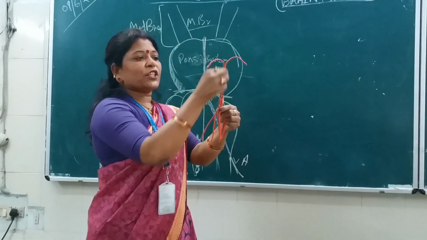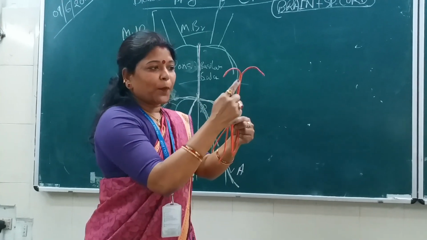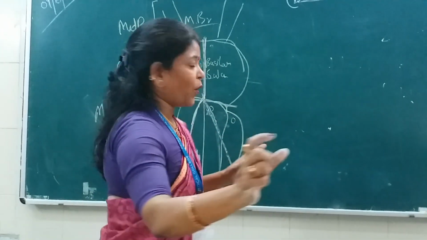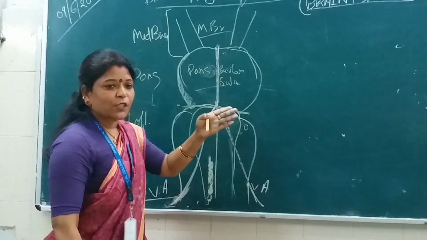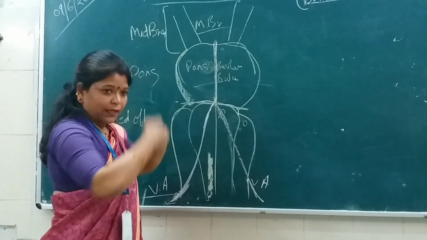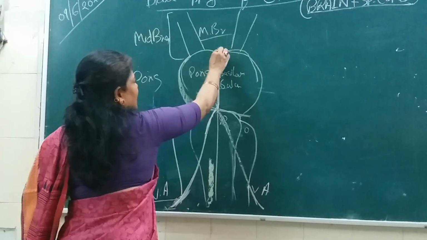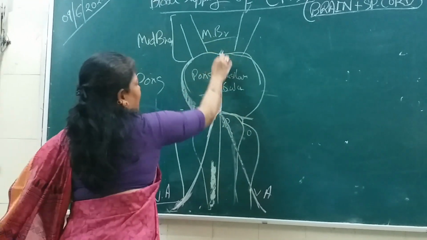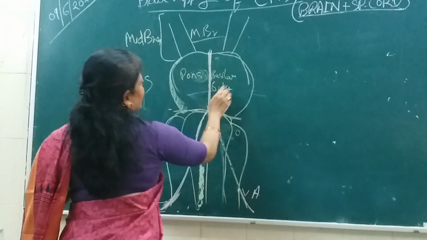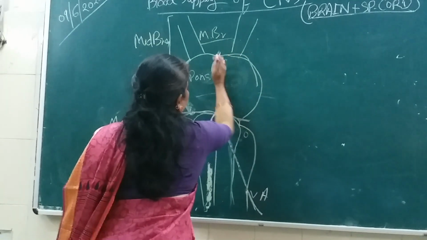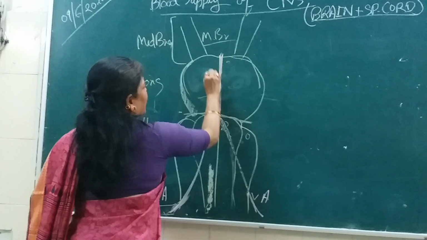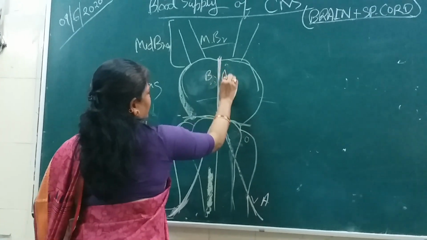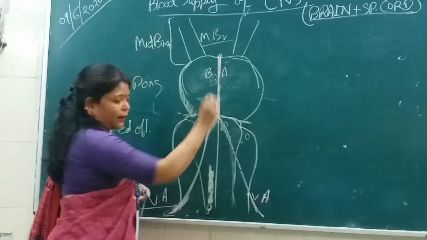This one is known as the basilar artery, a very important artery related to the pons. On the ventral aspect of the pons you will see a sulcus. In that sulcus this artery runs from above downwards. That's why it is known as the basilar artery here. Which artery is this one now? This is the basilar artery and this is the vertebral artery.